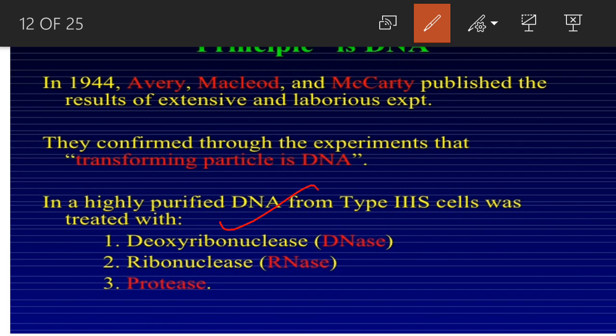In a highly purified DNA form, type S cells, they utilized deoxyribonucleases, ribonucleases, and proteases. These are enzymes, and they utilized these enzymes to find out which is the genetic material in the transforming principle. So they purified the biochemicals like proteins, DNA, and RNA from the heat killed S bacterial cells. They discovered that DNA alone from S bacteria caused R bacteria to become transformed.